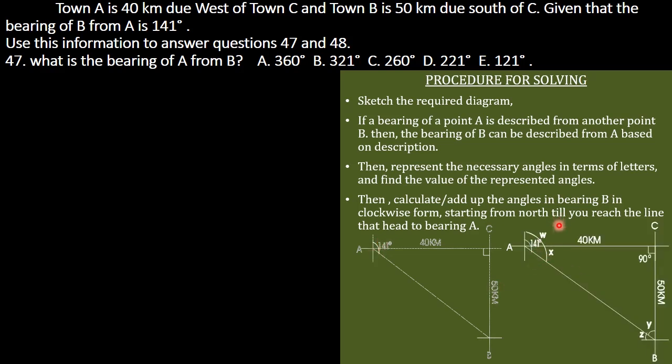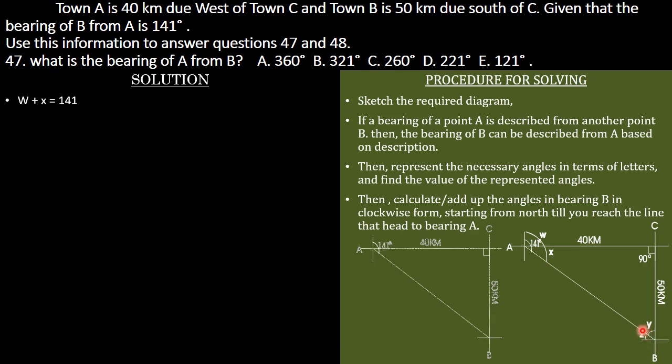This is 90 degrees because it's a right angle. The remaining is 51 degrees, because once you deduct 90 degrees from 141 degrees, you have 51 degrees, and the remaining 51 degrees will be our x. Now we represent this as our y and this as our z. Let's check the solution. According to the question, what is the bearing of A from B? That is, from B, we need to calculate from the north to the line that joins bearing A.